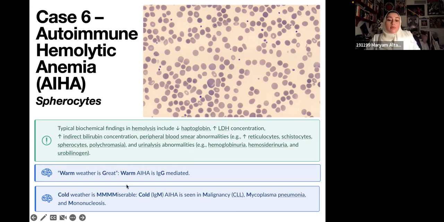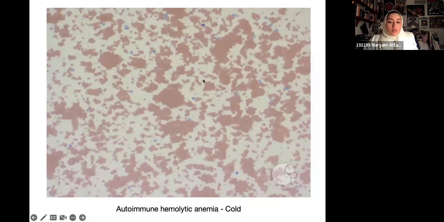Okay, so remember, there's a mnemonic, 2 mnemonics on AMBOSS. So warm weather is great. So remember, warm hemolytic anemias are caused by IgG. And cold hemolytic anemias are IgM. So you can see them in cases of malignancy, mycoplasma pneumoniae, and mononucleosis. Okay. And so this is what I told you guys.